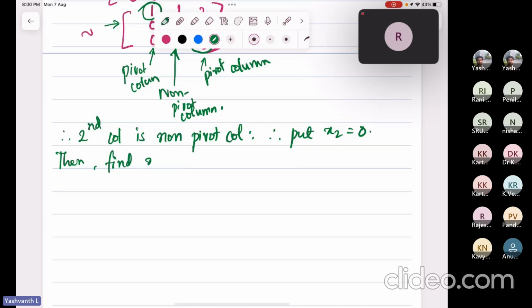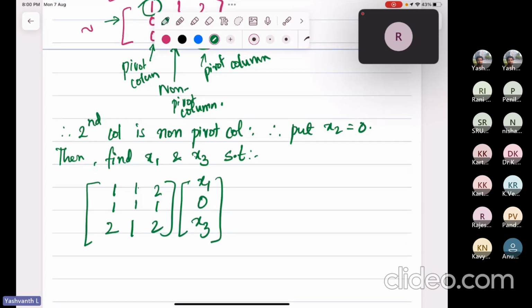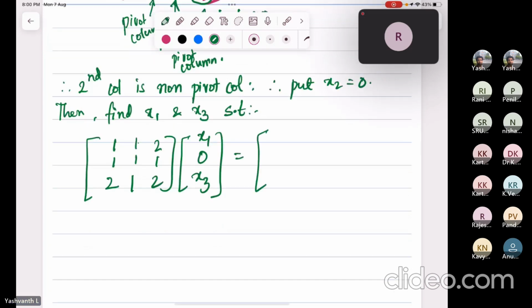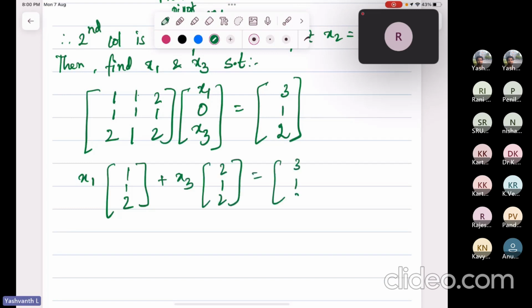find x1 and x3 such that, I mean, the original system of linear equations, A, I'm writing A into, instead of x, I'm writing x1, 0, x3, because the second column was a non-pivot column. So put a 0 in the non-pivot position, equal to 3, 1, 2. Okay. Now what is this? Nothing but x1 into 1, 1, 2 plus x3 into 2, 1, 2 equal to 3, 1, 2.